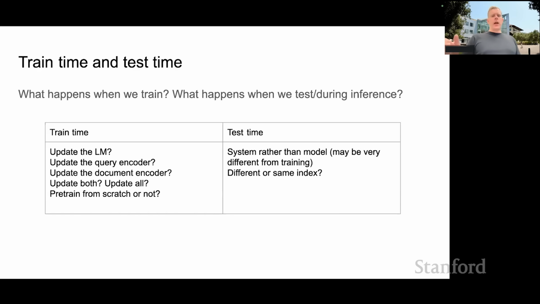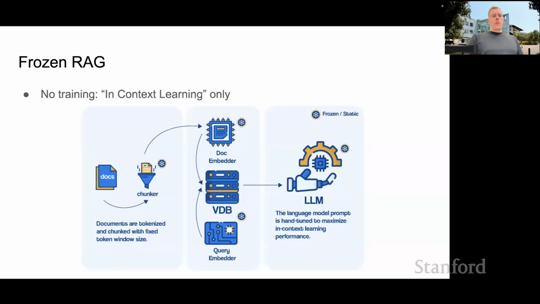And then during test time, you have this entire system, so actually multiple models working together. There are also different things you can do there: give it different indices during test time, or manipulate how you're sampling, things like that.